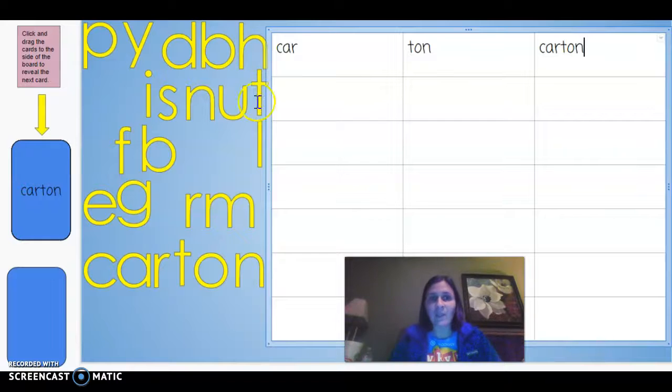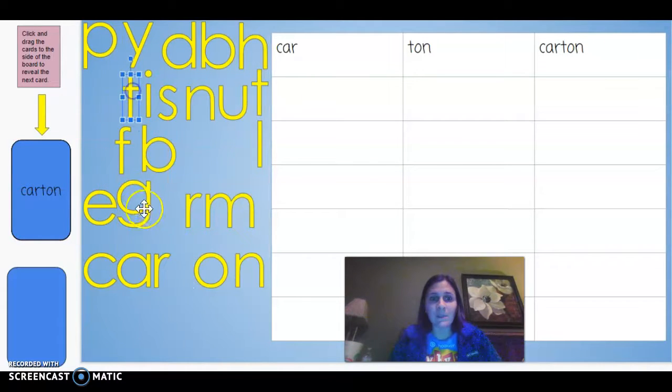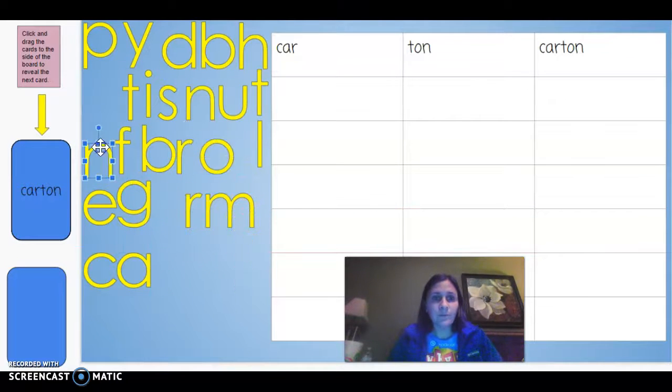You're going to do the same thing with other words, so you will need to put these letters back up at the top somewhere so that you can create your next word in the word card pile.